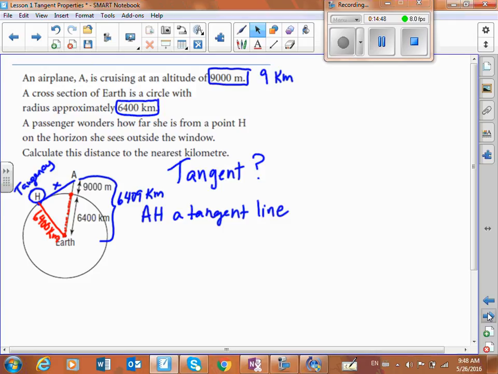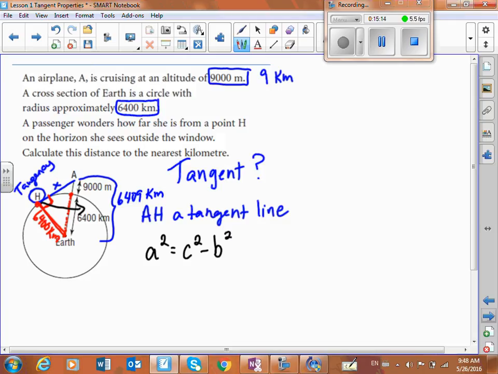How do I know I have a right triangle? Point of tangency connected to the radius. There's my radius. There's my point of tangency. That's my 90-degree angle. Good old Pythagorean theorem. I have the longest side already, so my 6,409 kilometers is my longest side. I'm going to go right into the subtraction version of this formula.